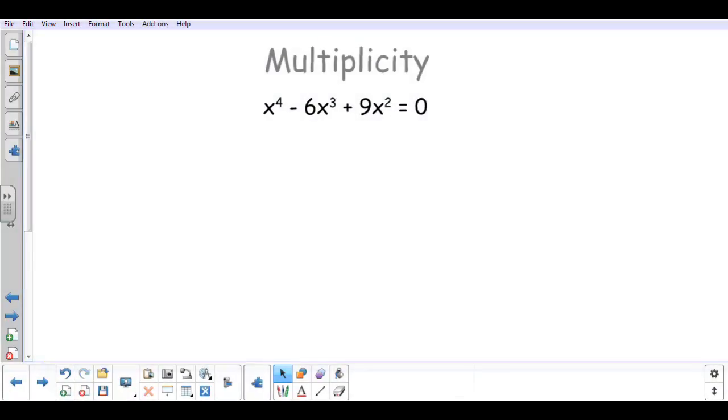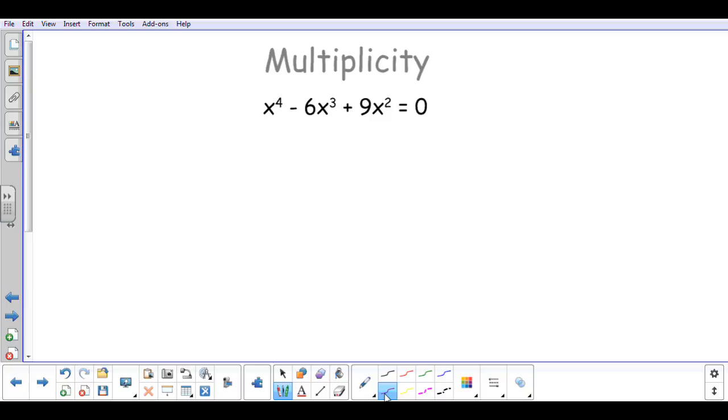Multiplicity is how many times we see each factor of a polynomial. So if I see a factor twice, it would have a multiplicity of 2. If I see a factor once, it would have a multiplicity of 1. So depending on how many times I see the factor depends on the multiplicity.